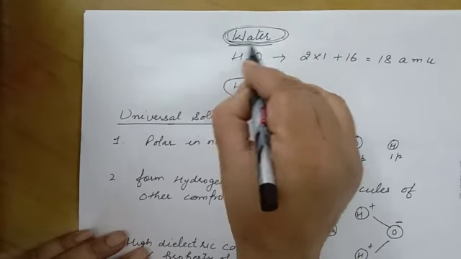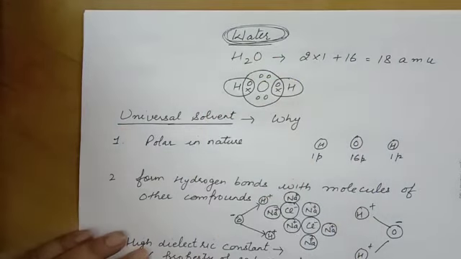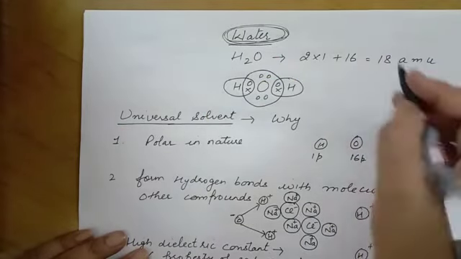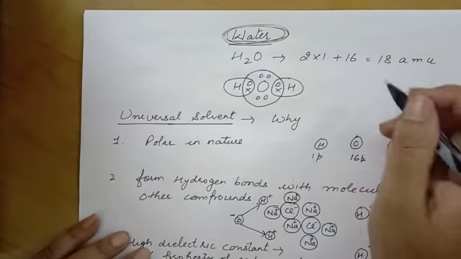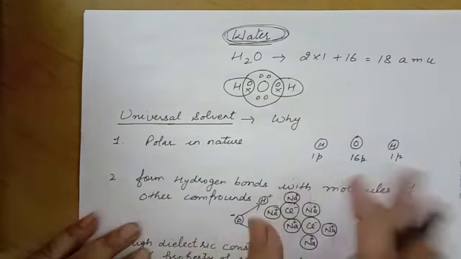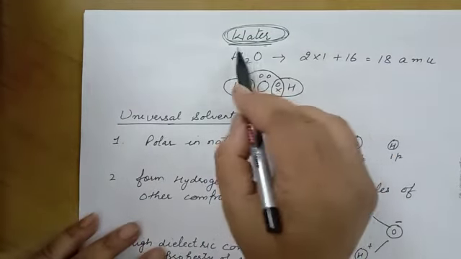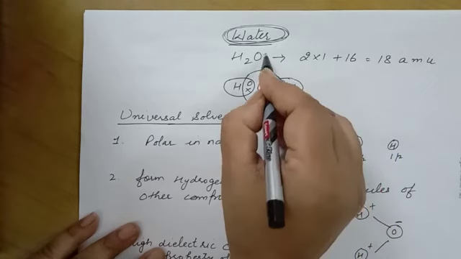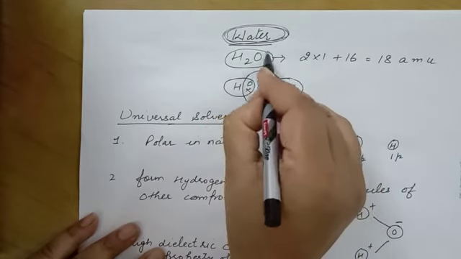This is the chapter from where most of the syllabus is now reduced syllabus. So a very small chapter is left now. So this is water. Chemical formula is H2O.